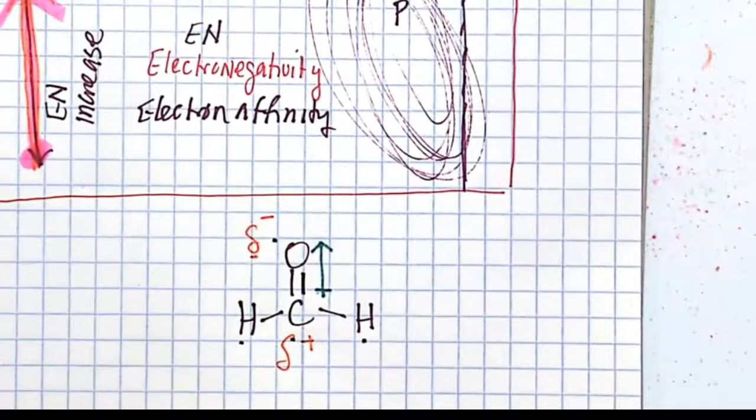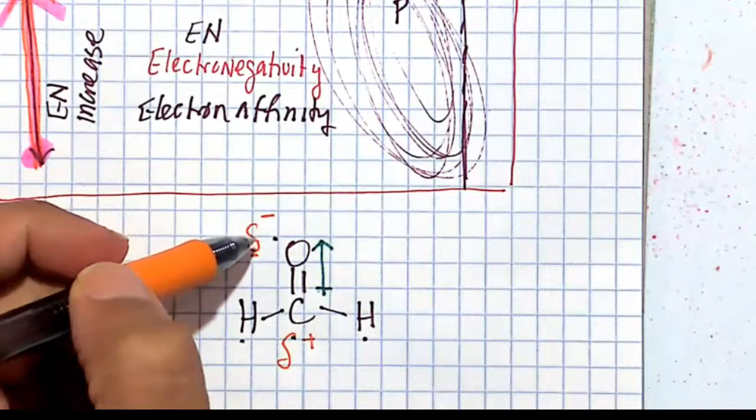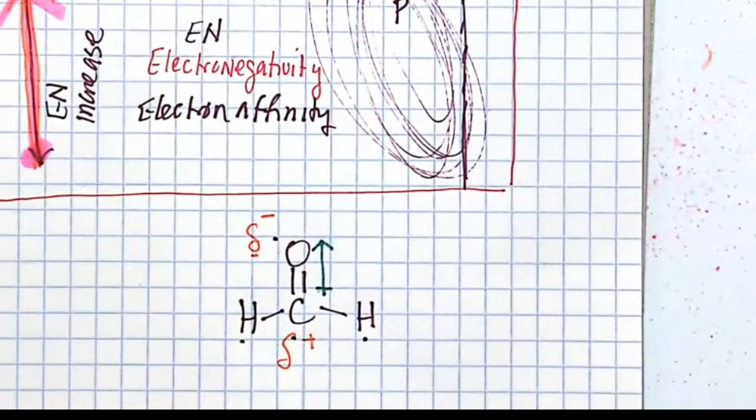So within this molecule known as formaldehyde, you have an end that's partial negative. Very important that you know it's partial, not full, partial negative. And you have an end that's partial positive.